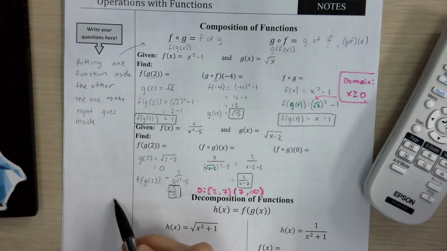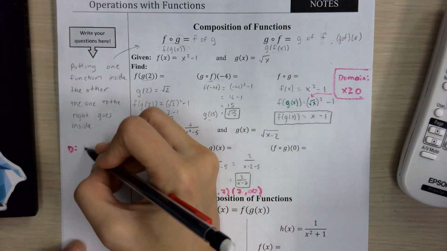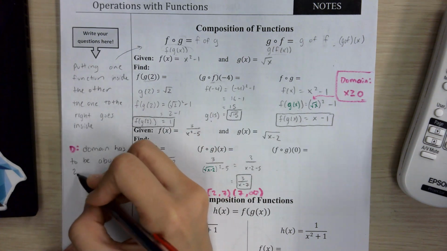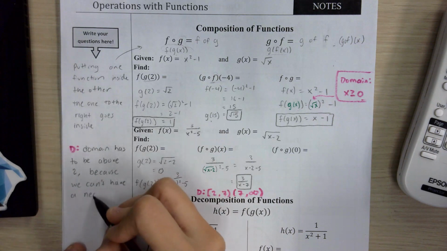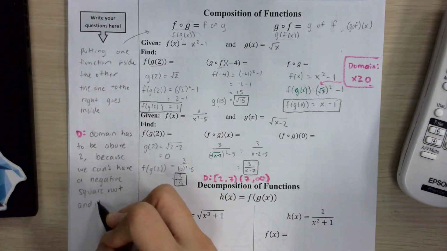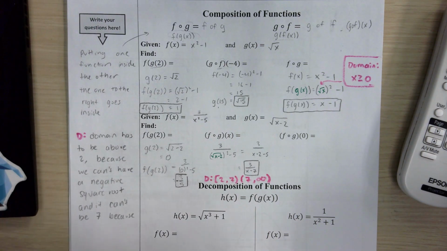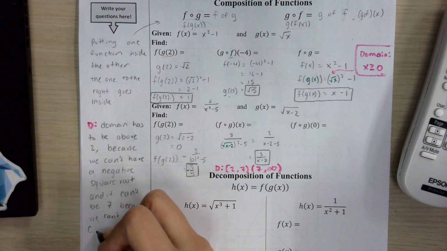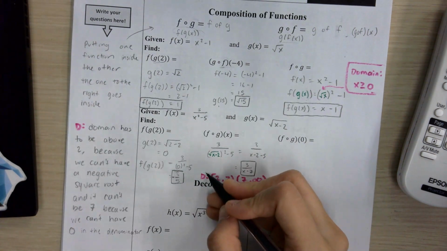So I'll make a note right here. So domain has to be above 2 because we can't have a negative square root, and it can't be 7 because we can't have 0 in the denominator. Do a little star here.